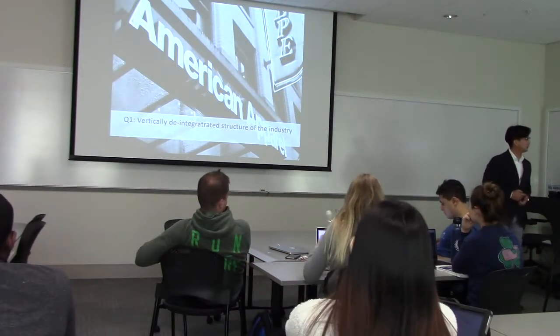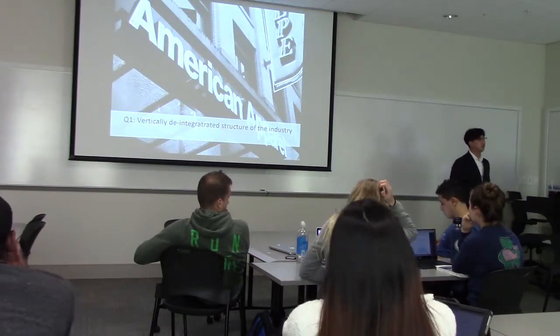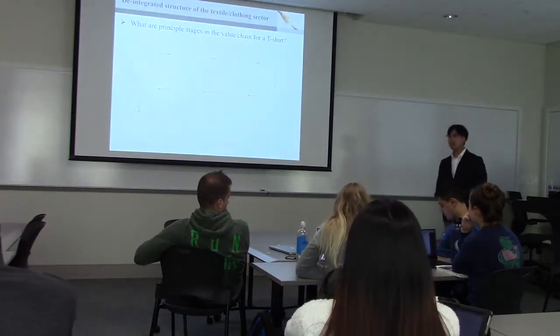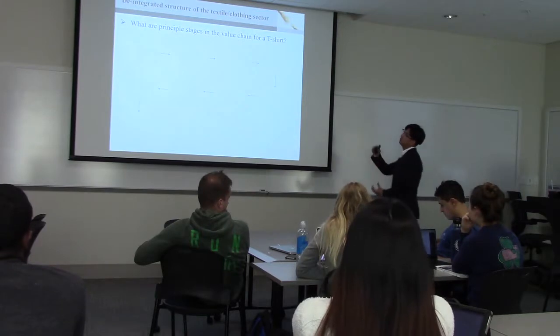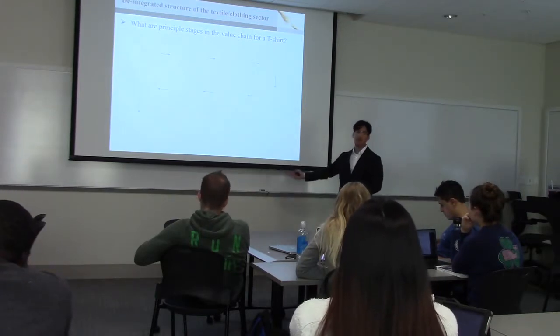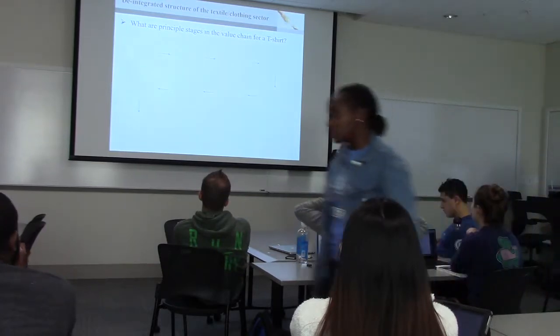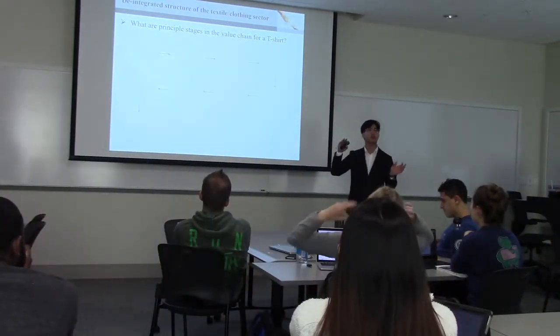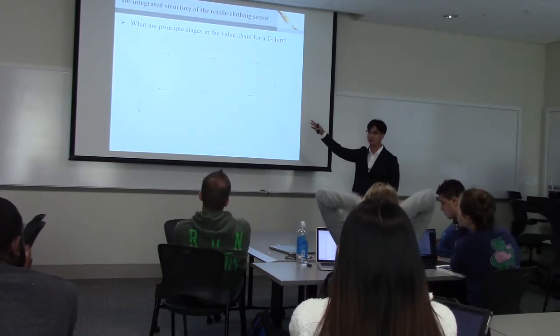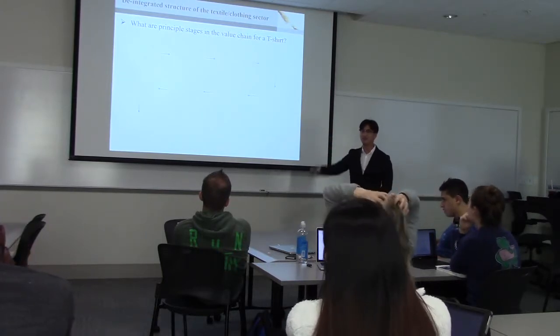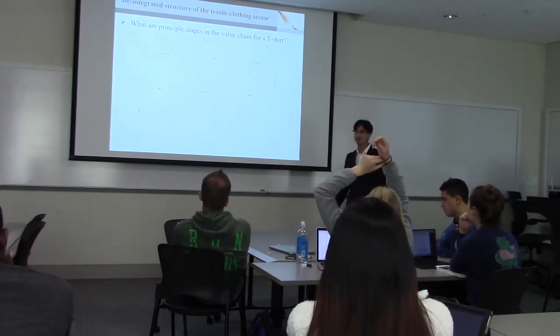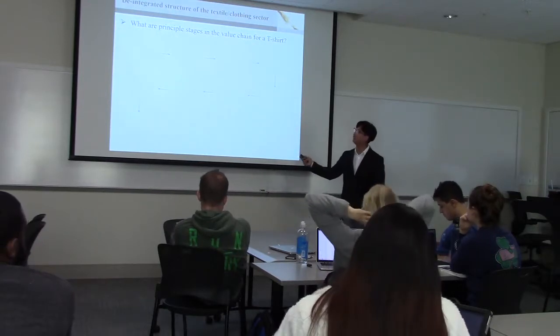Okay, so first question, the vertically de-integrated structure of the industry. Let's go through how a t-shirt is made. What are some of the stages required in order to have a t-shirt? First of all, what do you think is the first stage? Cotton. Yeah, you have to pick or grow the raw materials, like cotton. So cotton manufacturing is the first one.